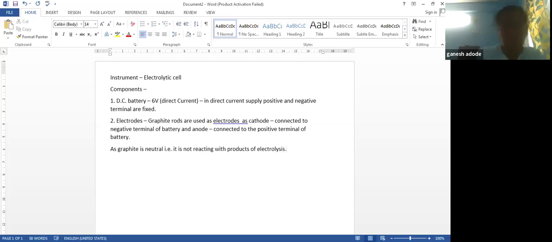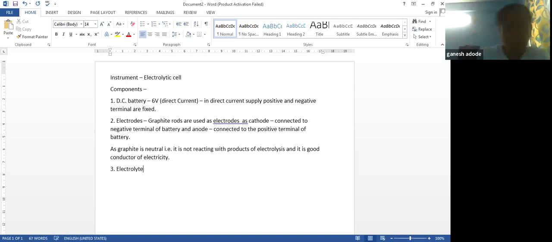ग्राफाइट न्यूट्रल होता है, वो इलेक्ट्रोलिसिस के प्रोडक्ट्स के साथ में रिएक्ट नहीं होता है. एंड सेकेंड वन, एंड इट इज गुड कंडक्टर ऑफ द इलेक्ट्रिसिटी, हैव यू फॉलोड दिस वन? वो इलेक्ट्रिसिटी का गुड कंडक्टर होता है, इसीलिए ग्राफाइट रॉड यूज करते हैं, मेटल रॉड्स यूज नहीं करते हैं. Okay, now the third component, it is nothing but an electrolyte.